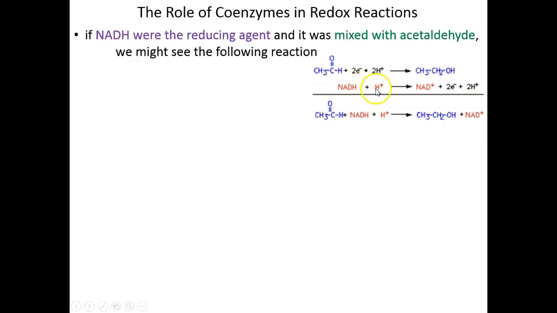We said that NADH plus H was oxidized, which means it lost electrons. And as the reaction proceeds forward, we see indeed that's the case. The electrons were lost and the protons followed. Once those electrons and protons were released, they were gobbled up by acetaldehyde. Acetaldehyde combined with those 2 electrons and those 2 protons to become ethanol. That's a reduction reaction because protons and electrons were gained.